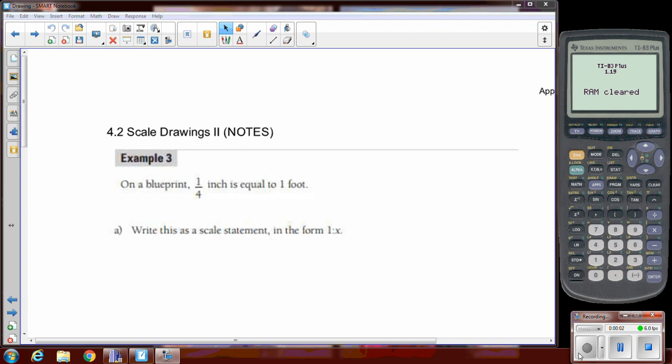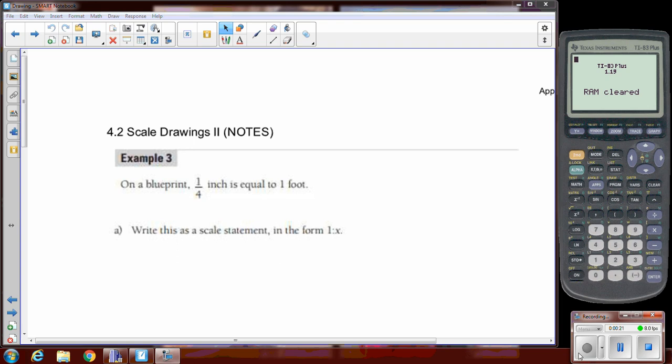This lesson moves us forward and we start to look at scale statements and how to simplify them into some forms using our calculator, and then to use cross multiplication to actually figure out some of the dimensions in a drawing or on an original diagram using these scale statements. So we're going to look at it just through one simple example right now.